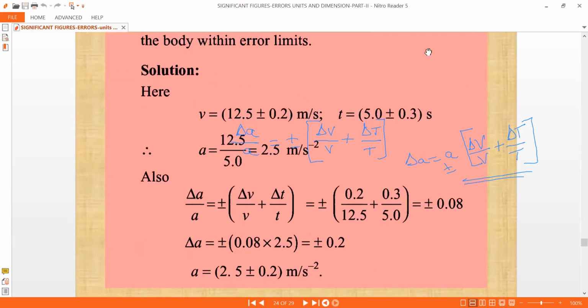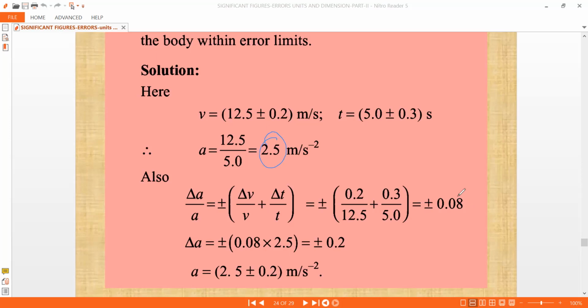So delta A by A, this is the value you get, 2.5. This 2.5 will be multiplied with the value you are going to get. Okay, delta A happens to be this value, delta V by V plus delta T by T. How do we calculate delta V by V? I told you, this is the error divided by this. Okay, 0.2 divided by 12.5. That is delta V by V. And this is delta T by T. I hope it is clear what I am trying to tell.